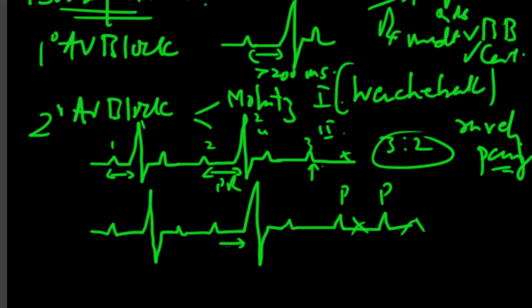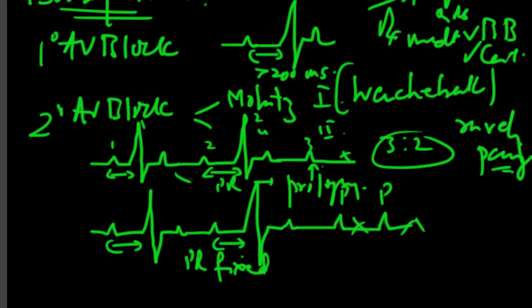Whereas here you have a prolonged PR and a prolonged PR, but it's fixed. So the PR is fixed, and then you have P's which are not conducted. Here the PR is prolonging, it's increasing. So the differences are very, very clear. In Mobitz 1, which is Wenckebach, the PR is prolonging, rarely symptomatic, and then there is a drop beat.